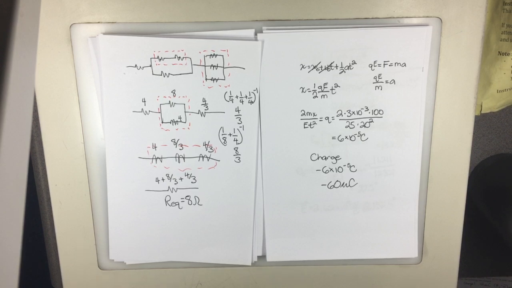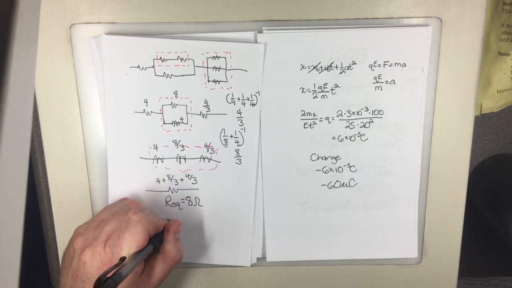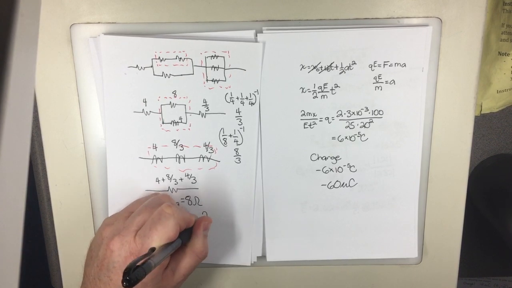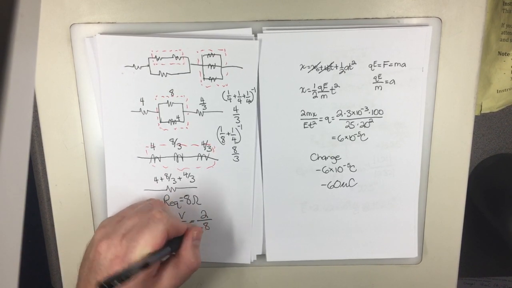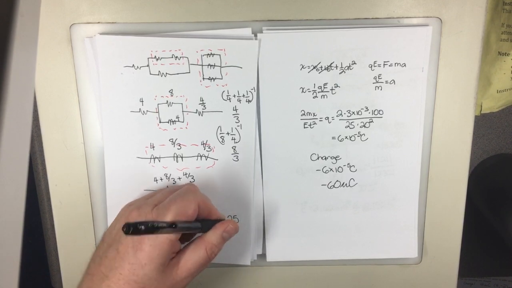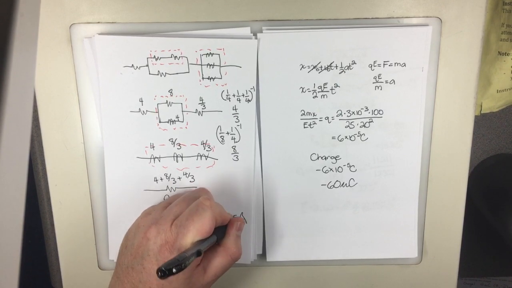That's the first step. Next step is trivial. I naught, Ohm's law, V over REQ. V is 2, REQ is 8, I naught is 0.25 amps.